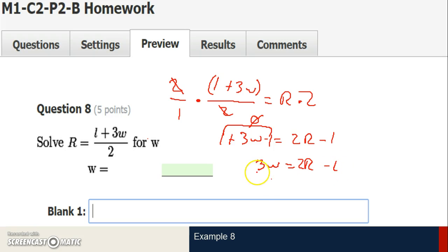this lowercase l. Now I've got to get rid of the 3 that's being multiplied, so I divide. I'm going to divide this entire side by 3 just like this instead of individually, because I'm not going to be able to really simplify anything. And I'm going to write my final answer as w equals (2r minus l), and since they're both being divided by the same value, I'm going to throw it in parentheses so the computer understands that I'm doing this before I divide by 3.